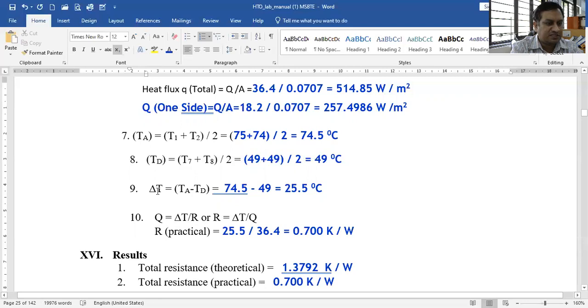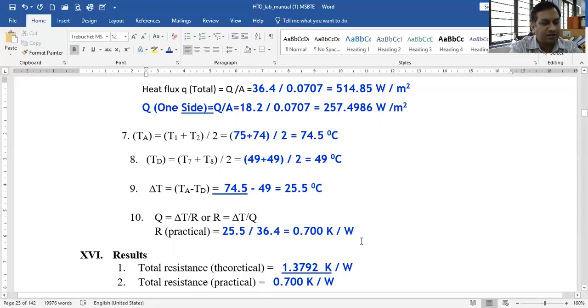On the basis of this delta T and the Q calculations, we can calculate the total thermal resistance, that is the practical R. So Q is equal to delta T by R. By mathematical rearrangement, we can write R is equal to delta T upon Q. Delta T is 25.5 degrees Celsius or Kelvin, as it is a temperature difference. The degree Celsius is nothing but Kelvin, that is one and the same. And Q is 36.4 watt. So this comes to 0.7 Kelvin per watt.